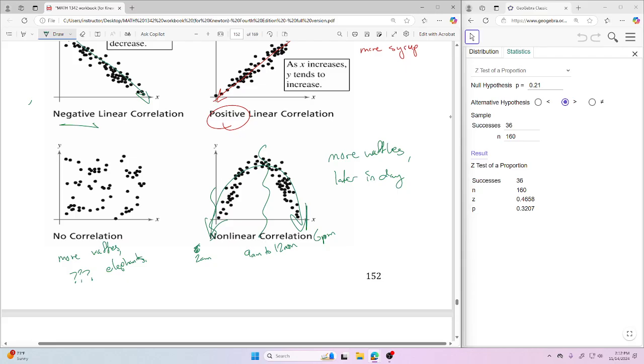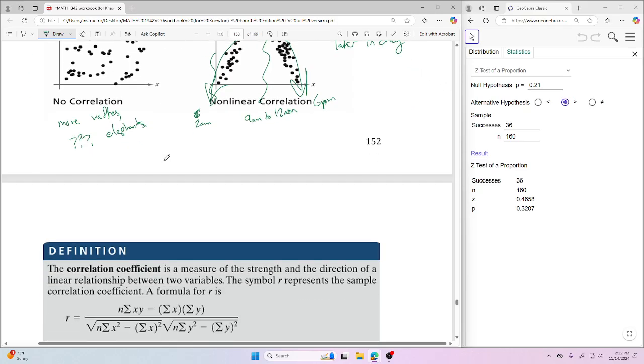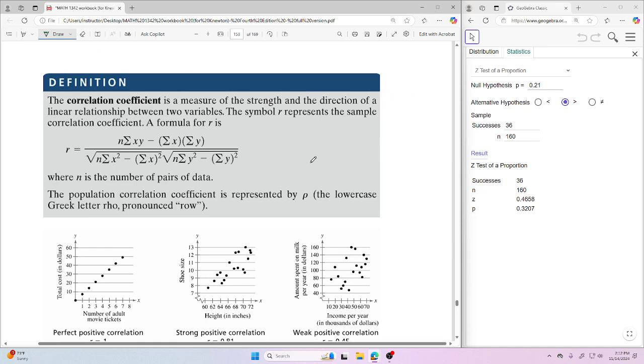But the bigger point is that it's the time of day. More waffles here, less waffles there. Okay, cool. I like that. That was a great one. I like it. Okay. So correlation. And there's your formula.